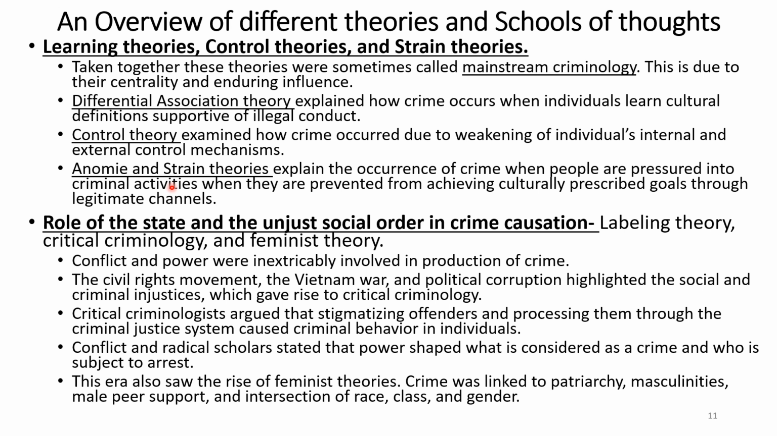Anomie and strain theory explains the occurrence of crime as due to the individual being pressured into criminal activities when they are prevented from achieving culturally prescribed goals through legitimate means. There are different versions of the theory, such as the classical anomie and strain theory of Robert Merton, variations of the strain theory by Albert Cohen and Cloward and Ohlin, Messner and Rosenfeld's institutional theory, and Agnew's general strain theory.